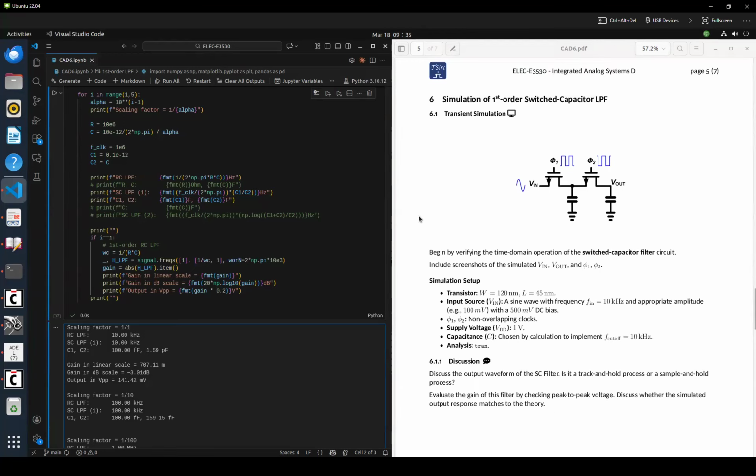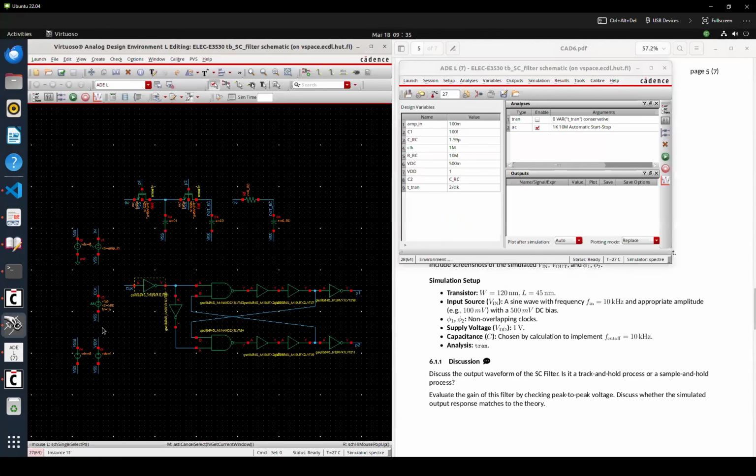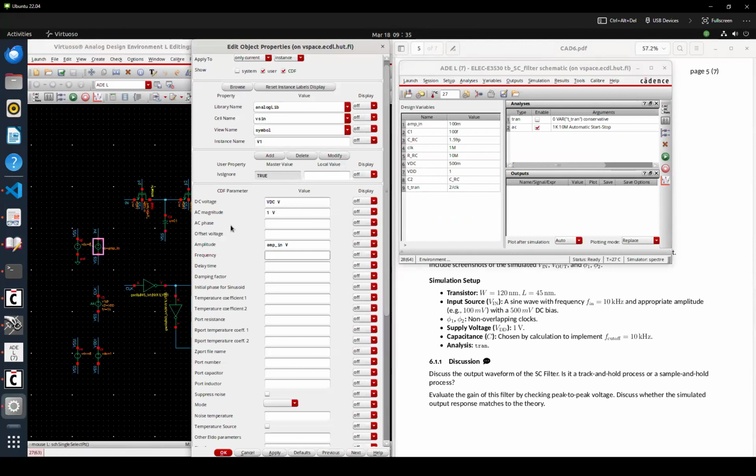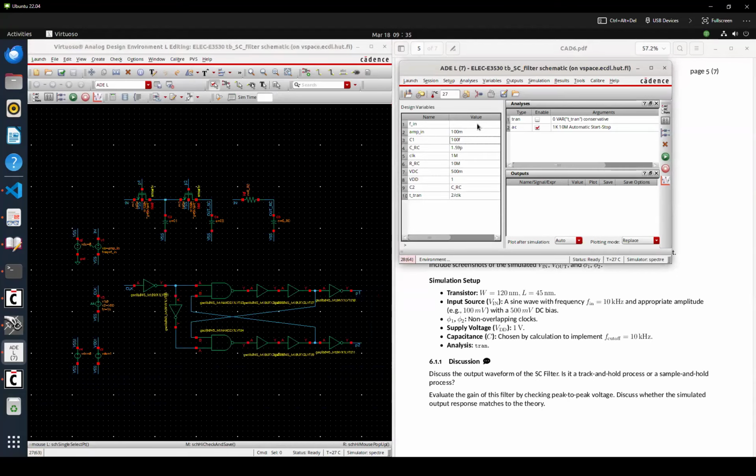So let's run the simulation for the first order low pass filter. Transistor widths are given as indicated, and we take 10 kilohertz, amplitude is 100 millivolt with 500 millivolt DC bias as this. DC bias 500 millivolt, and we need to assign here F_in 10K. And supply voltage 1 volt and a capacitance.